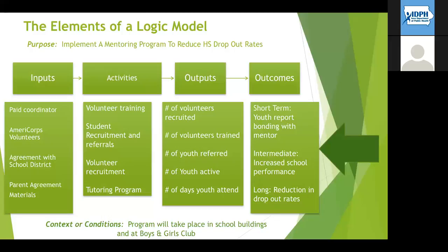So after you map it out, it's really important that you not only go from short to long, but also go from long to short. So to receive reduction in dropout rates, do we need to see increased school performance? And in order to see increased school performance, do we need youth having an adult supporting them along the way? So we need to see either way that the logic works in a logic model.